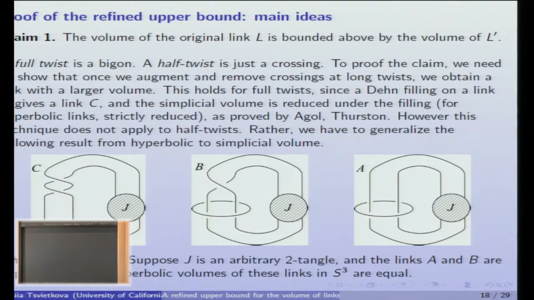result. So suppose we have an arbitrary two-tangle G, and suppose we have two hyperbolic links that look like this, picture B and picture A. Colin Adams proves that the volumes of these links in S3 are equal. This is due to the fact that a three-punctured sphere is present in the complement. If you look at this, it bounds a twice-punctured disk, so there are two punctures, and then the third puncture makes it a three-punctured sphere. And Colin Adams in his thesis proved that three-punctured spheres make the volume rigid. So if you cut along a three-punctured sphere, you can add a half twist and glue it back, and the volume is unchanged. So we have to generalize it to simplicial volume.